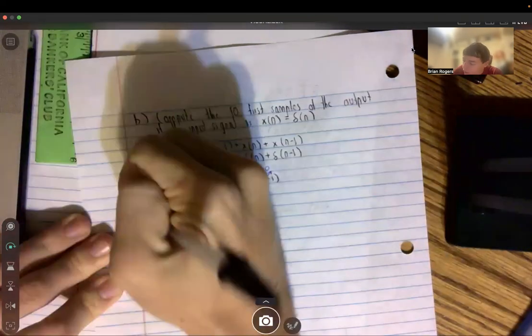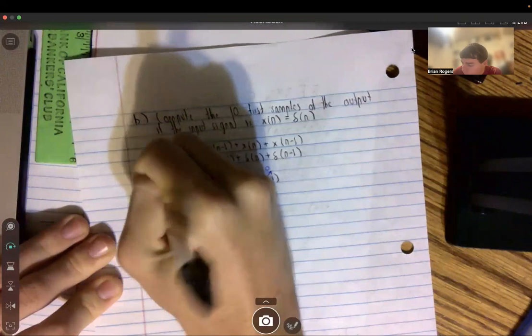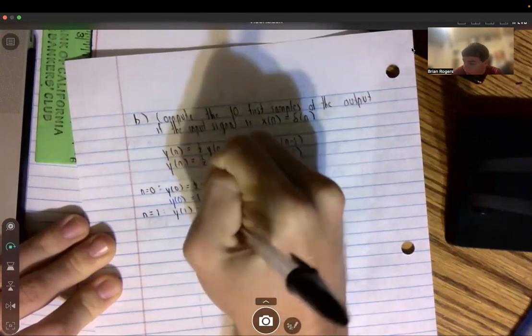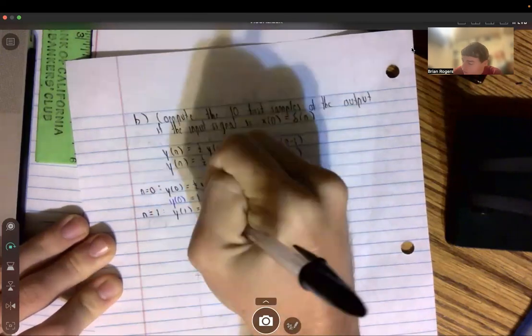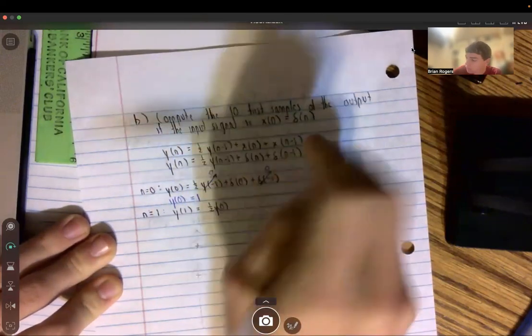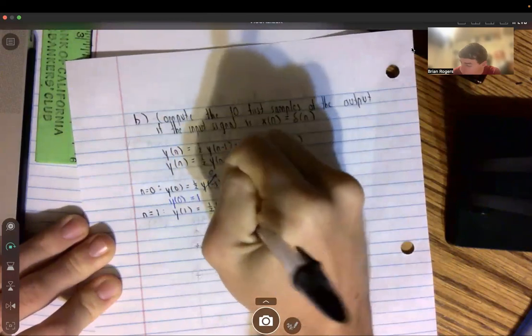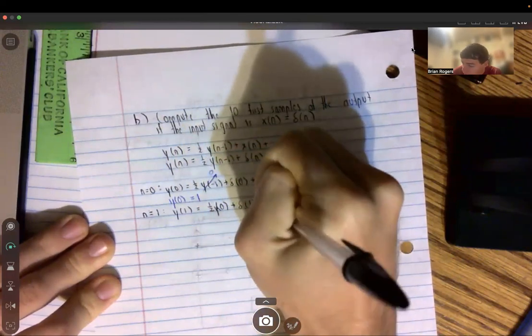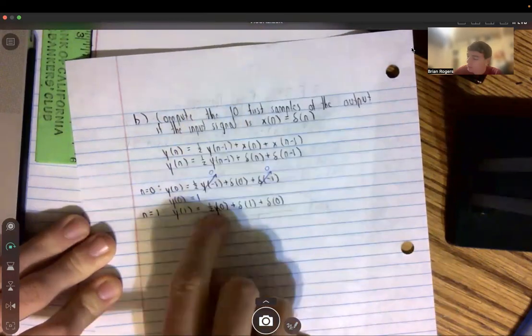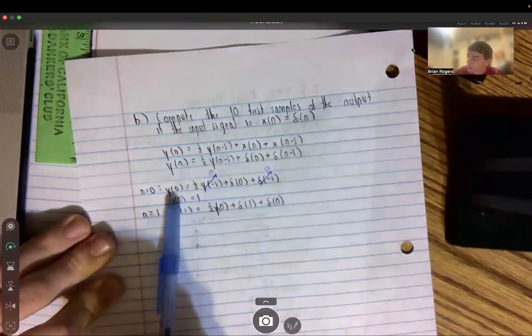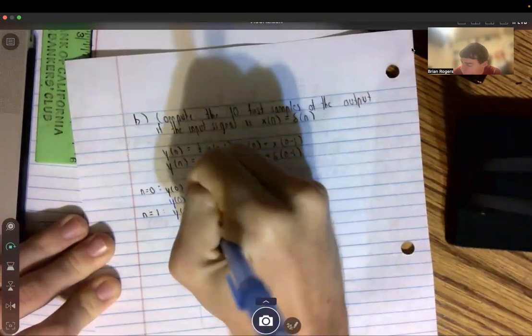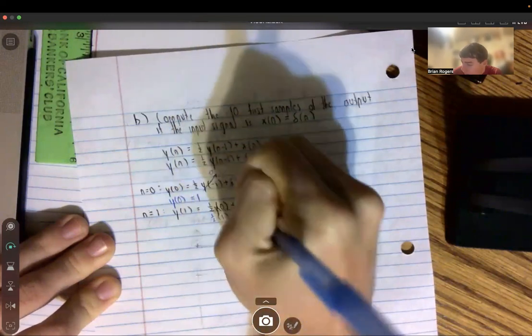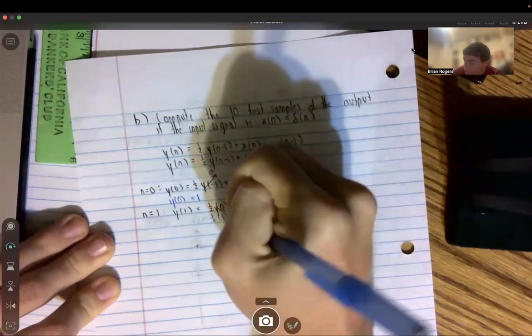And now that we got that, we're going to look at n equal to 1. So y of 1 is going to equal 1/2 y of 1 minus 1, which is 0, so this would be y of 0, and then plus delta 1 plus delta 0. Okay, so 1/2 of y of 0 would be 1/2 times 1, plus this term goes to 0, but this one would be 1.